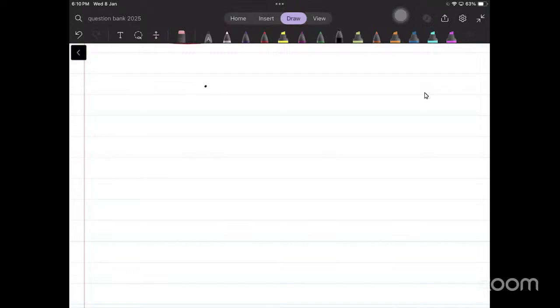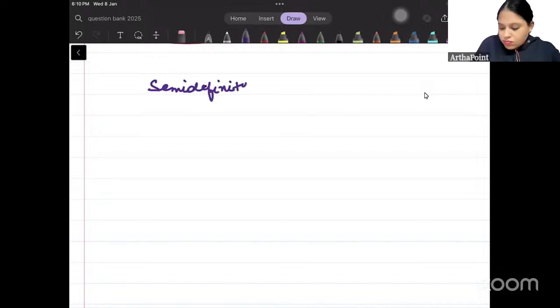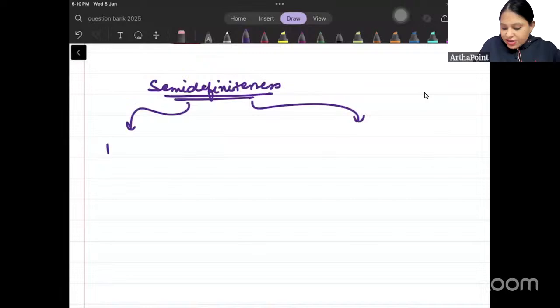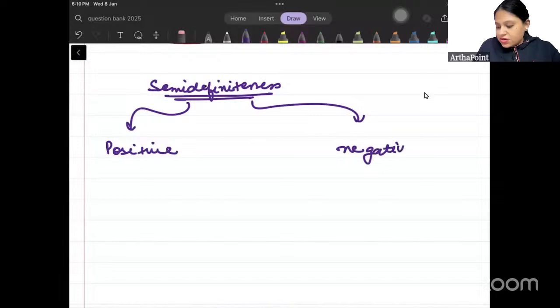So when we talk about semi-definiteness, we can have positive semi-definiteness, we can have negative semi-definiteness, right? The positive semi-definiteness homework problem solution was already posted on the portal yesterday itself.